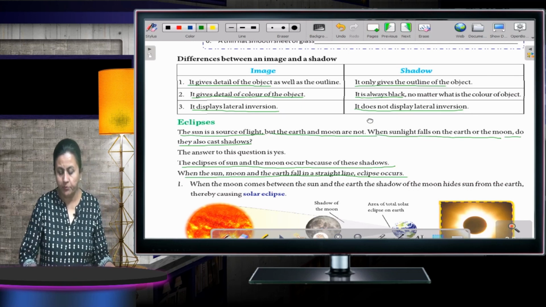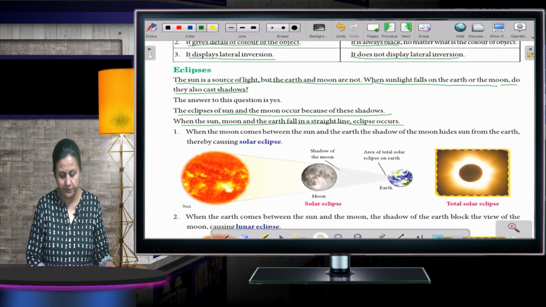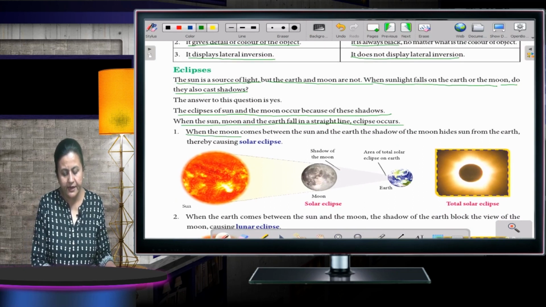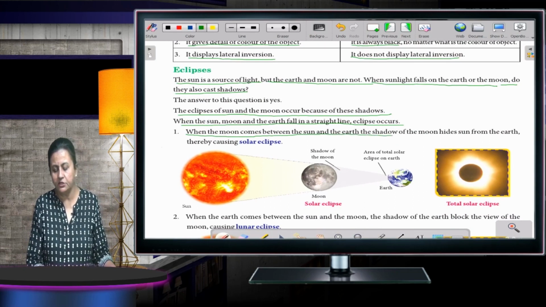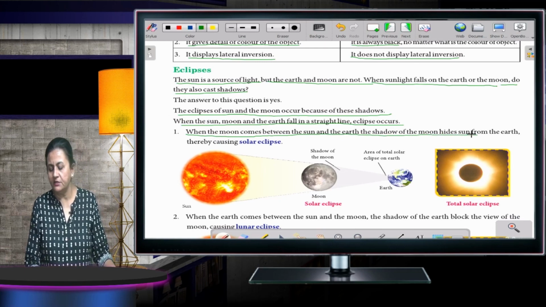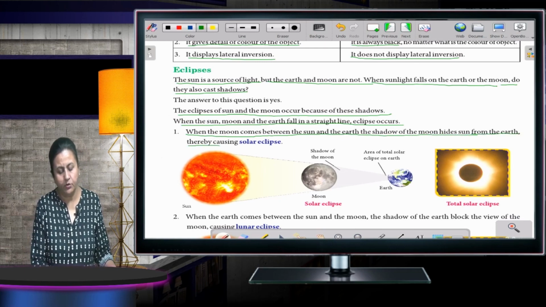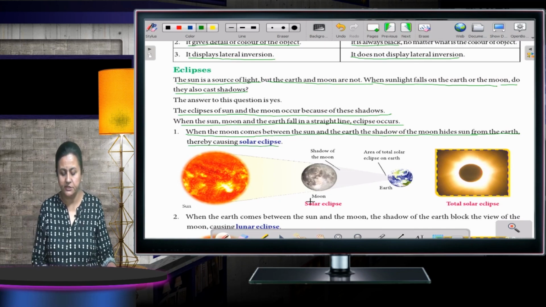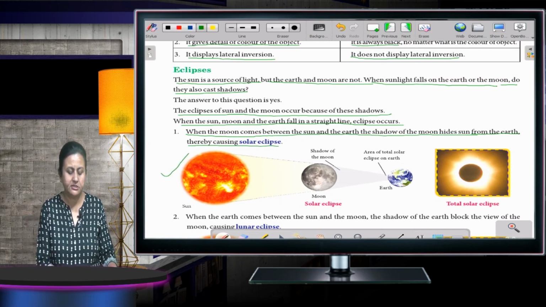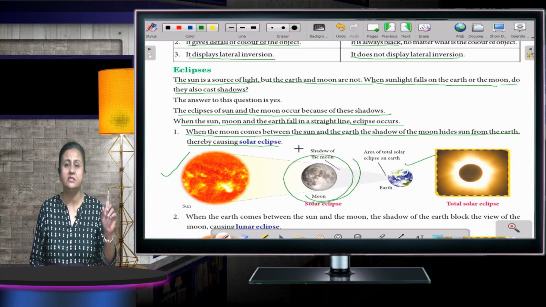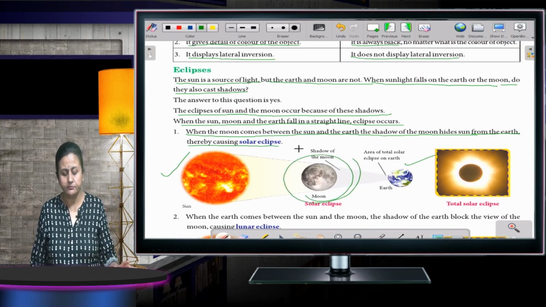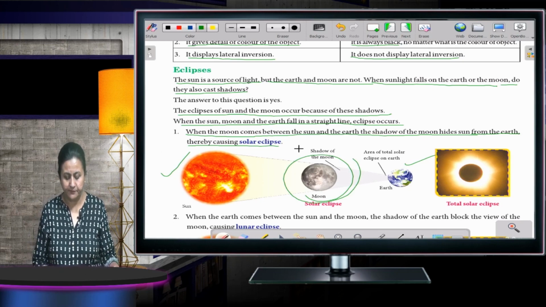Now, we'll talk about solar eclipse. What is a solar eclipse? When the moon comes between the sun and the earth, the shadow of the moon hides the sun from the earth, thereby causing a solar eclipse. You can see this diagram is there. What is happening? This is sun and this is earth. What comes in between? Moon is coming in between the sun and the earth. So we will have a solar eclipse over there.